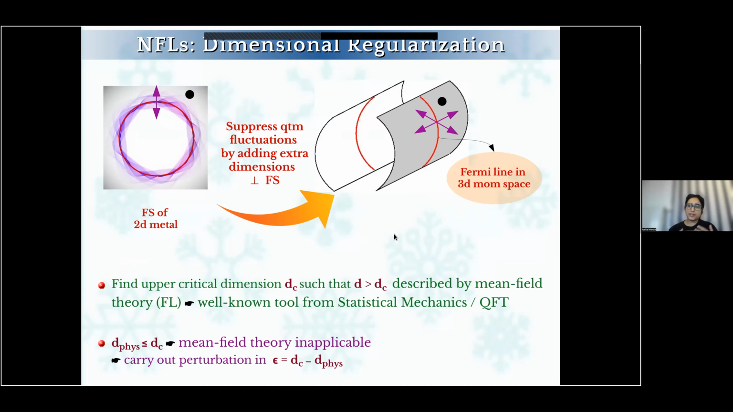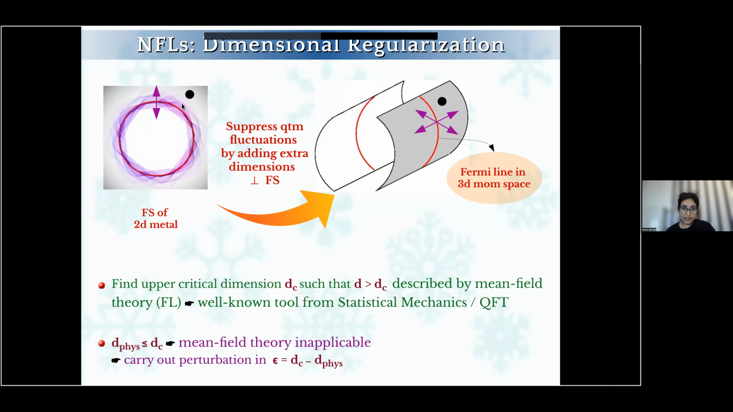Now, let me try to explain to you intuitively this idea of dimensional regularization. Let us start with an isotropic 2D metal, which has a Fermi surface, which looks like this red ring. And suppose it is undergoing violent fluctuations. Then the probability of this black dot of getting hit by these fluctuations is quite high in 2D.